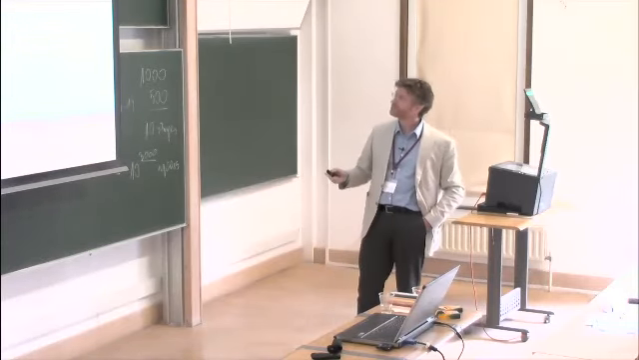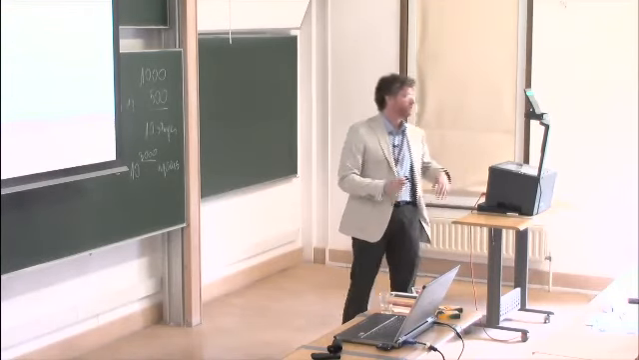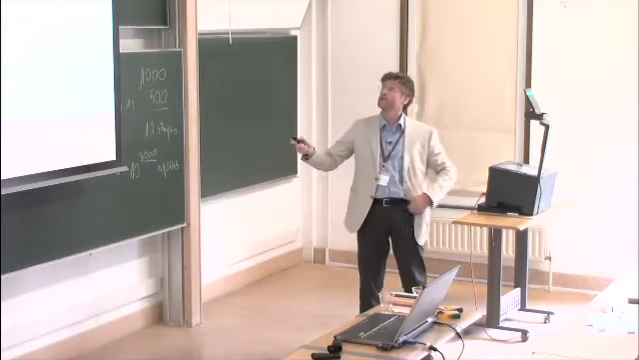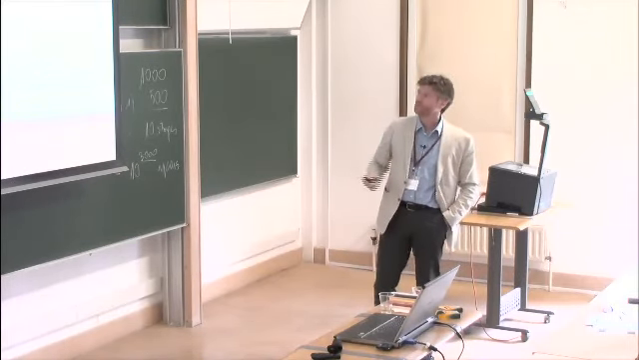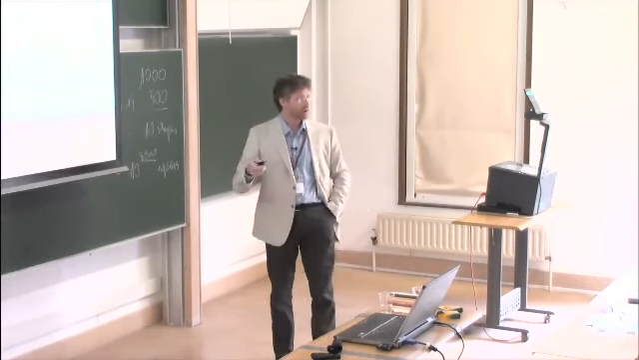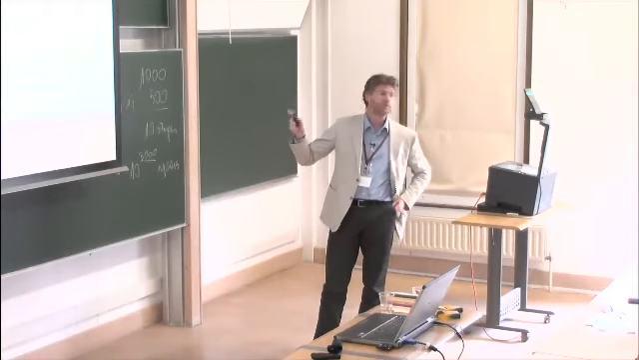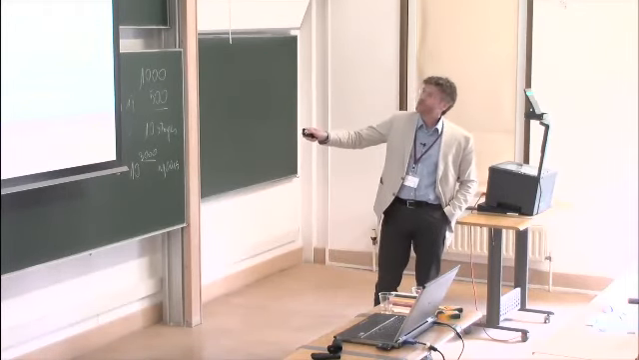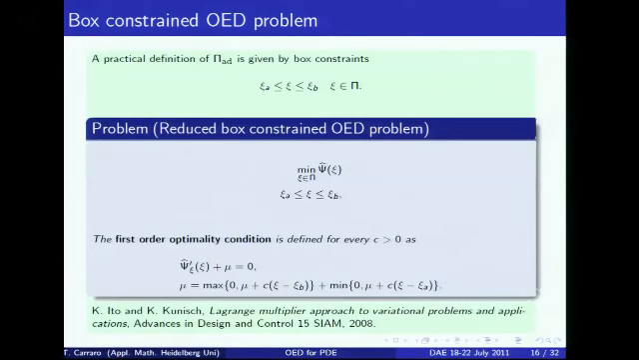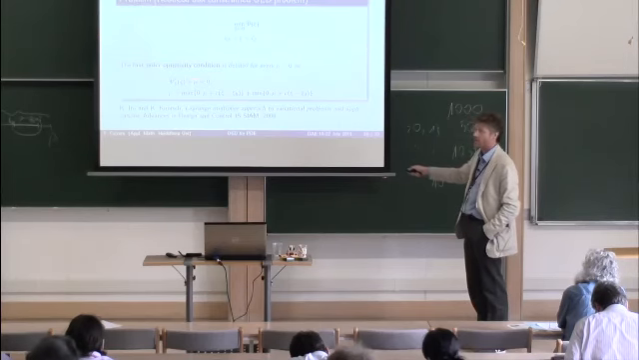set of designs. So a practical definition of an admissible set is the box constraint of the design. Not always, it's not the only one, of course, depending on the problem. So I'm considering this one first. So I have the reduced box constraint optimal experimental design, which is the minimization of a functional of the reduced covariance with this box constraint. So the first order optimality condition is defined by not only the gradient equals to 0, but the gradient plus a Lagrange multiplier mu is equal to 0, and the Lagrange multiplier is defined this way.